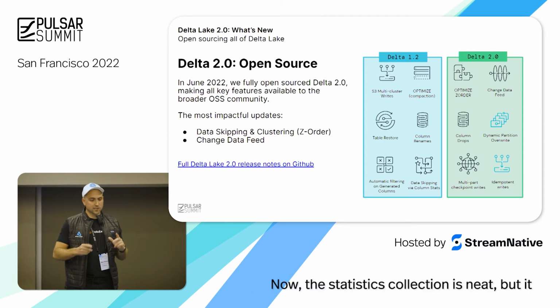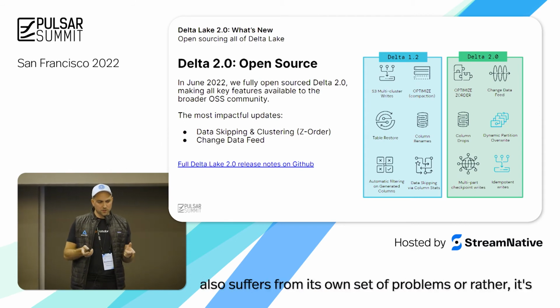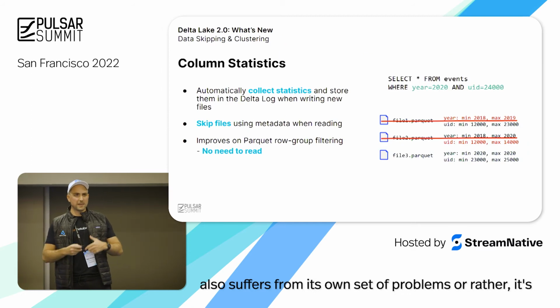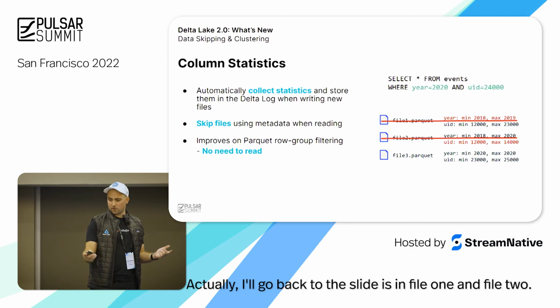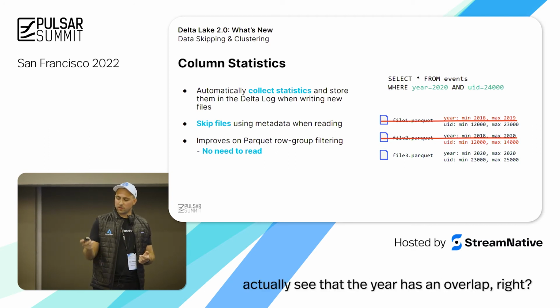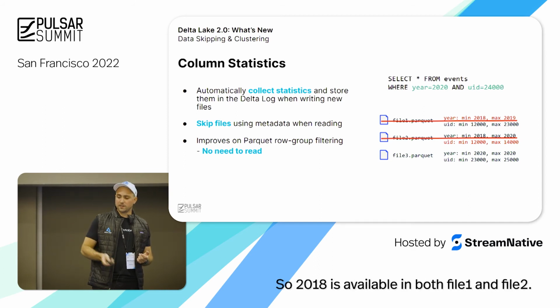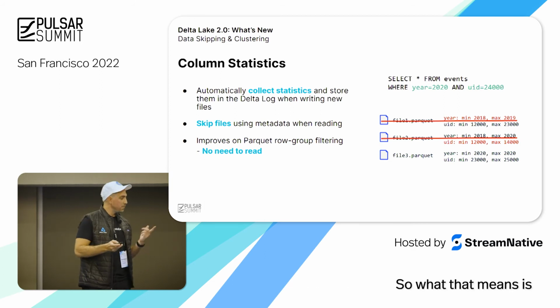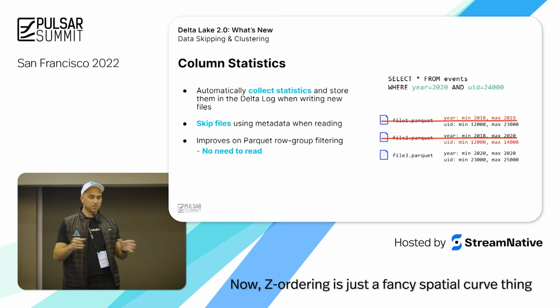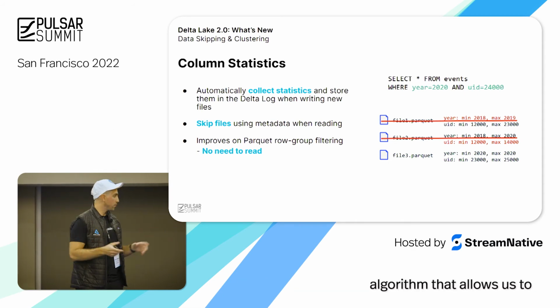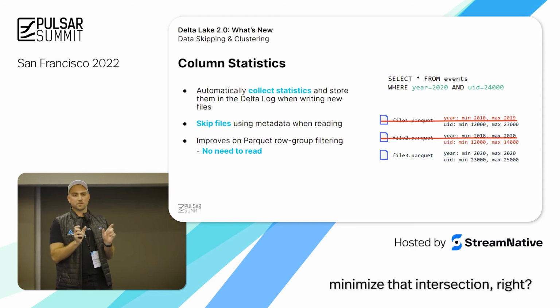Now, the statistics collection is neat, but it also suffers from its own set of problems, or rather, it's not good enough. And what that means that it's not good enough, actually I'll go back to the other slide, is in file 1 and file 2, if you look closely, you can actually see that the year has an overlap, right? So 2018 is available in both file 1 and file 2. So what that means is we have an intersection between the statistics. Now, z-ordering is just a fancy spatial curve algorithm that allows us to minimize that intersection, right?